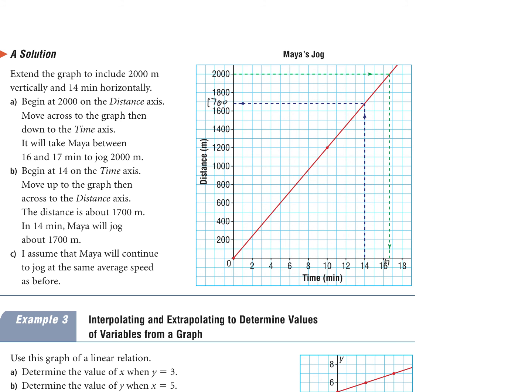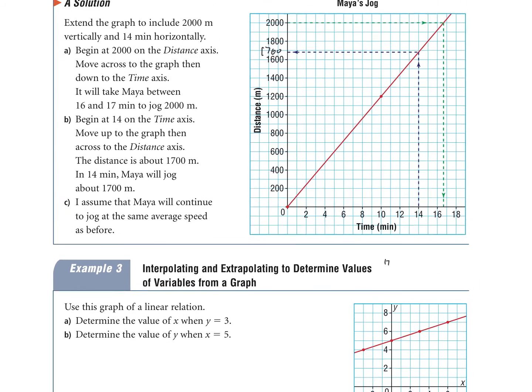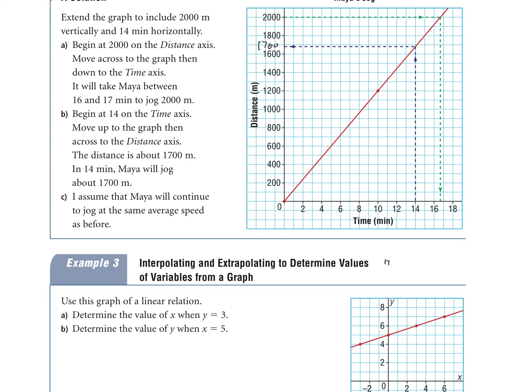Okay, so now the last question is, what assumptions do we need to make? I assume that Maya will continue to jog at the same average speed as before. If Maya was to run faster or to run slower, then this is no longer a linear relation, and then none of this will work.